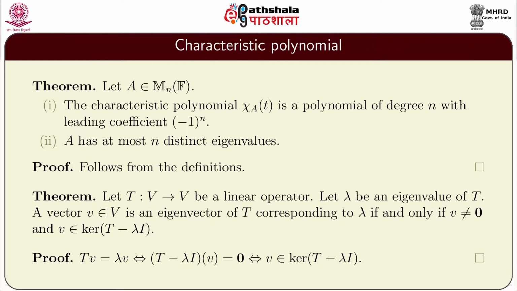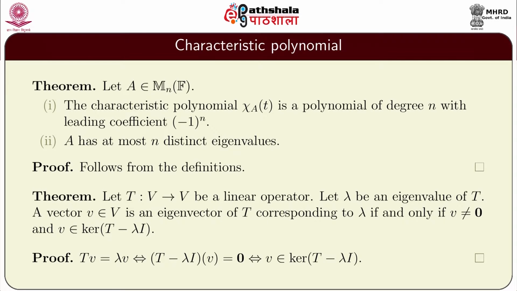Proof: Tv is equal to lambda v for some lambda in the field F if and only if Tv minus lambda v is 0, if and only if (T minus lambda I) of v is 0, if and only if v belongs to the kernel of T minus lambda I.